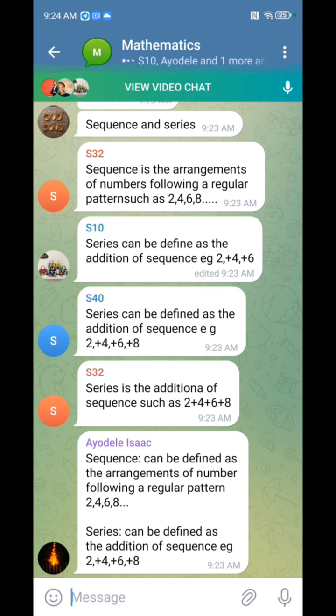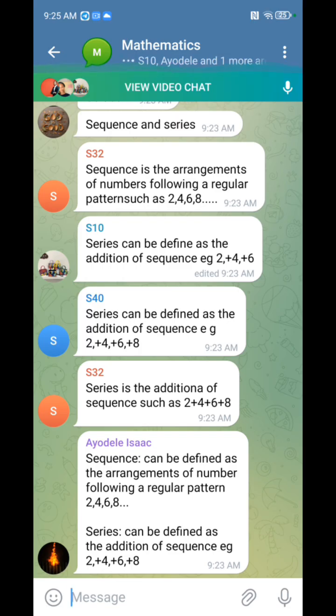The arithmetic progression is the addition or subtraction of regular pattern, and it is also called linear sequence. While geometric progression is the multiplication and division of regular pattern, it is also called exponential sequence.